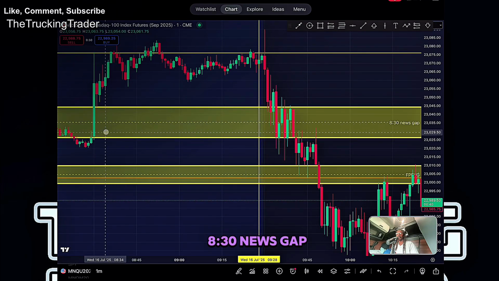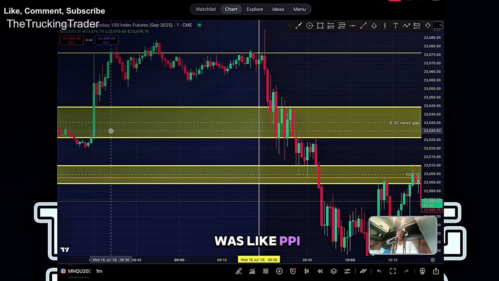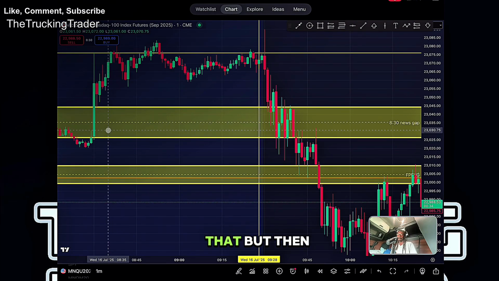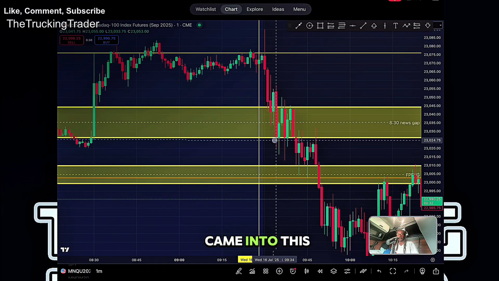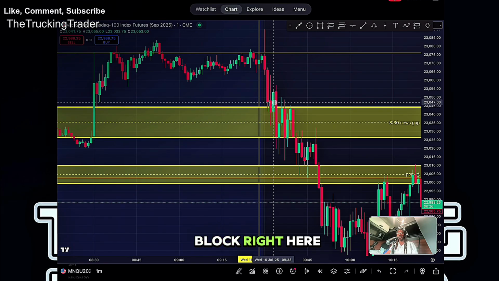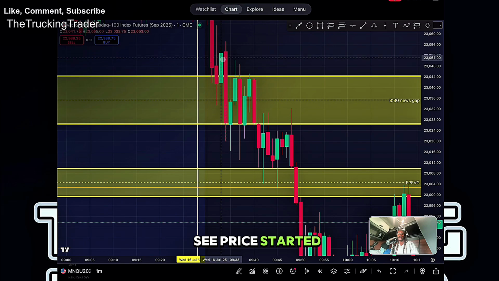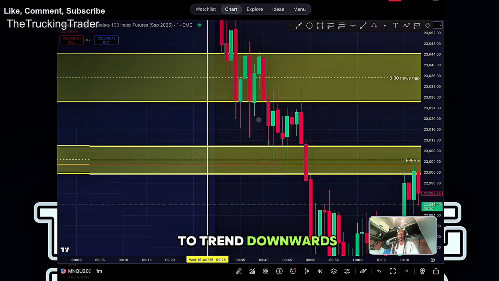This was the 8:30 news gap from today. I think it was like a PPI or CPI number or something like that. But then the market came into this gap. At first, it was respecting it a little bit, but even more so, it was respecting this little order block right here. And then you guys can see price started to trend downwards, right?